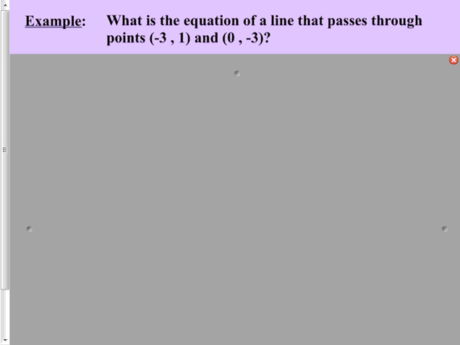Okay, one more example to guide you through here, and then we will have a couple more that I will need to go over with you in class the next day. So the last example is, what is the equation of a line that passes through points (-3, 1) and (0, -3)?